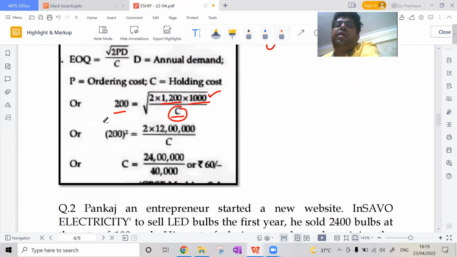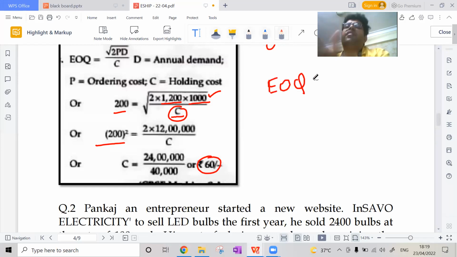Now, what is the simple criteria? Just square both sides. So here it will be 200 squared multiplied by C equals 2 into, overall, 12 lakh. So ultimately, by solving, your final answer will be rupees 60. Such questions are known as reversal questions. These are the questions where EOQ is not asked. EOQ is already given, and other things are asked, suppose carrying cost or holding cost is asked. That is also a reversal question in that case.